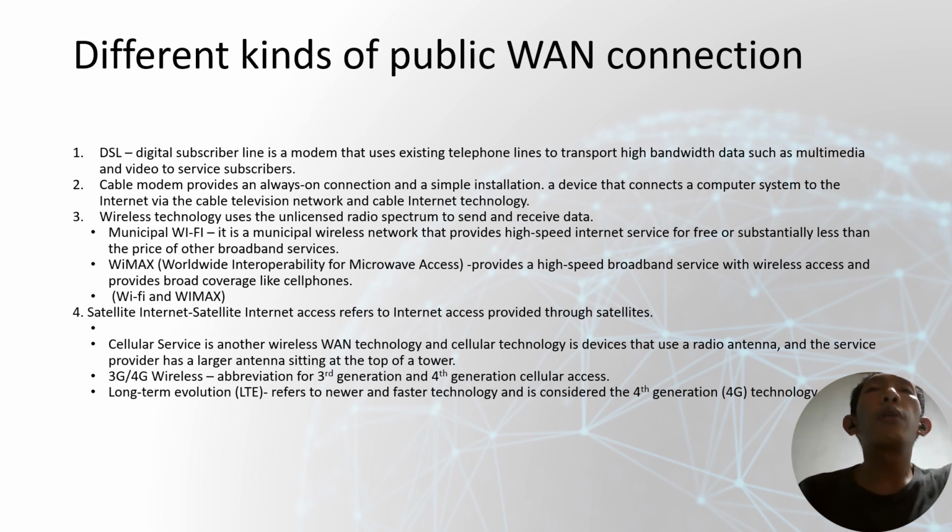Different kinds of public WAN connection. First is DSL, also known as the Digital Subscriber Line. It's a technology that uses existing telephone lines to transport high bandwidth data such as multimedia and video to service subscribers.